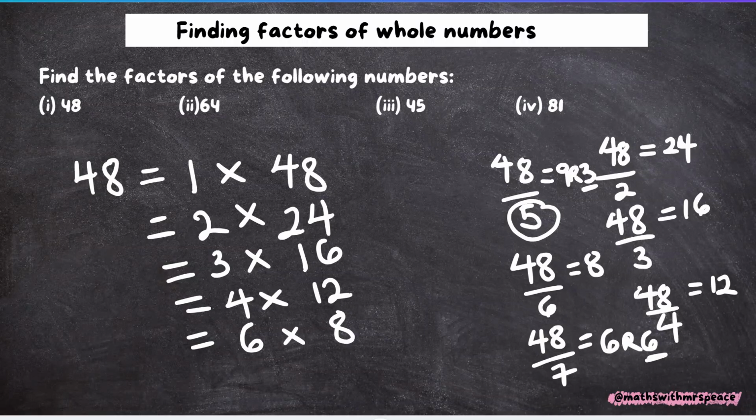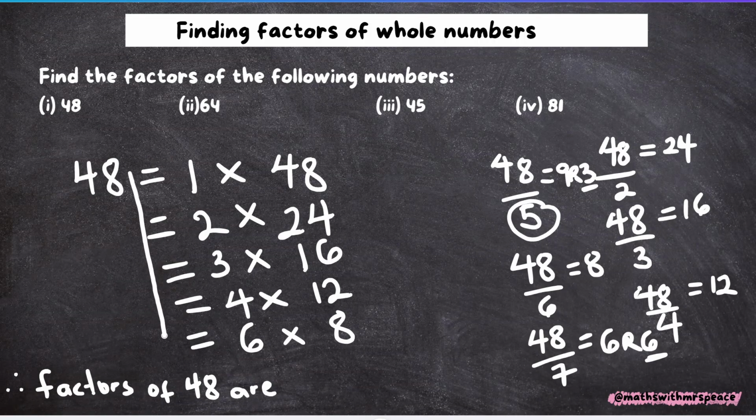And then I would say, so therefore, factors of 48 are, and then I'm going to make a list of the factors. So from this side, I'm going to write it from up to down.